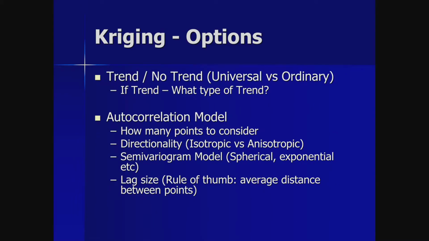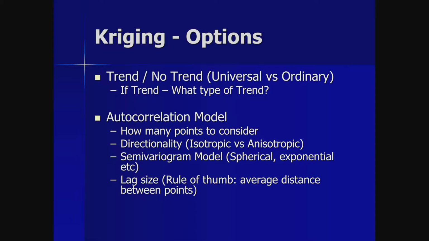So these are some of the basic trade-offs. There's a lot of choices in kriging. These are some of the basic trade-offs that you should understand now. You can specify whether there should be a trend or no trend. That's universal versus ordinary. Universal kriging, trend; no trend, ordinary kriging. If trend, what type of trend? You get to choose the trend, whether it's first order, second order, third order, fourth order polynomial.